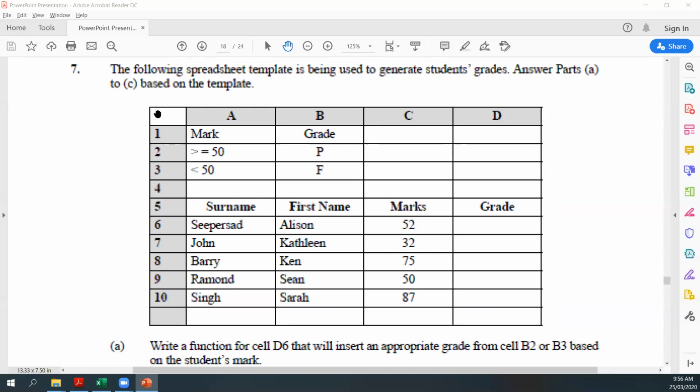Okay, the following spreadsheet template is being used to generate students' grades. Answer parts A to C based on a template. So you're going to do part A first. Write a function for cell D6, that's the cell here, that will insert an appropriate grade from cell B2 or B3 based on the student's mark. Okay, so I'm going to give you all a couple of minutes to attempt this, and then we'll start.